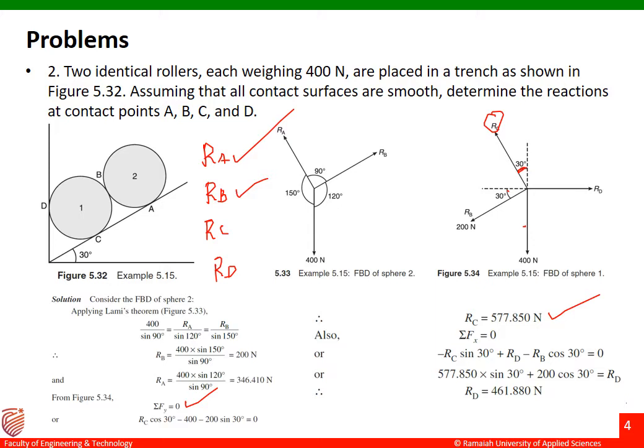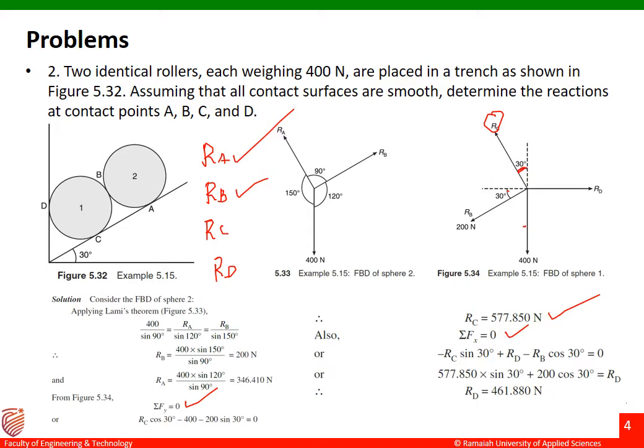If the angle is made with respect to the vertical, the y component is calculated as RC cos 30 degree. If it is making an angle with respect to the horizontal, it will become RC sine 60 degrees. Right? This is how RC is found out there.